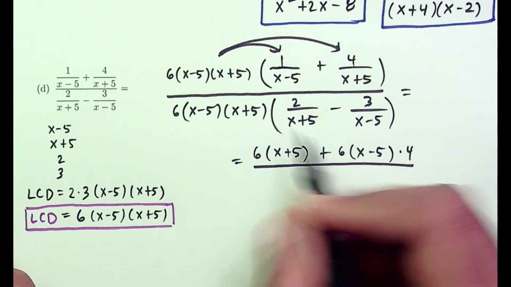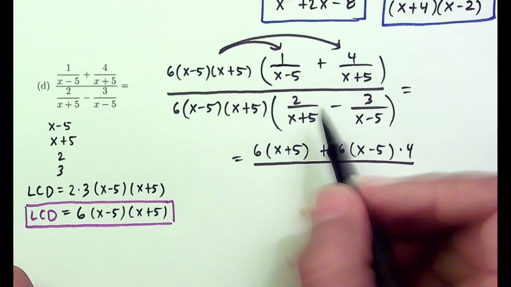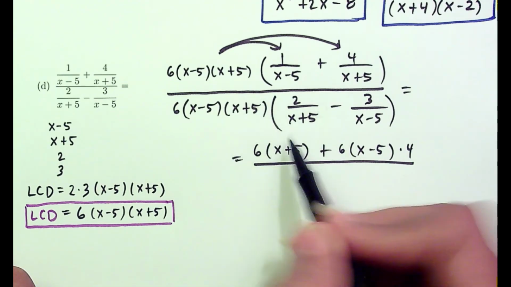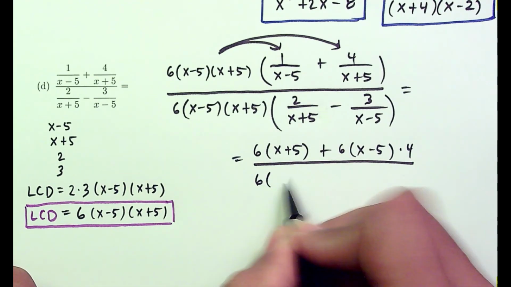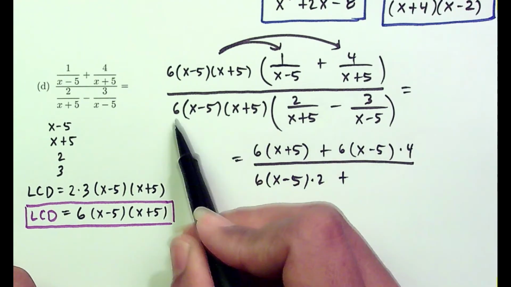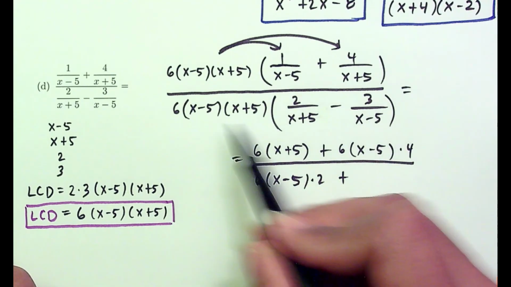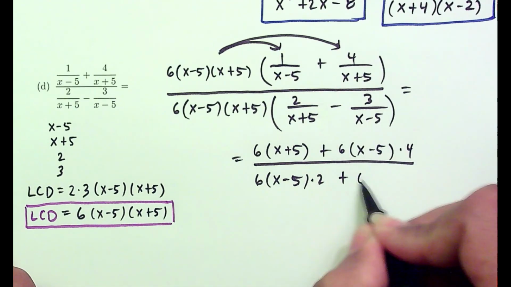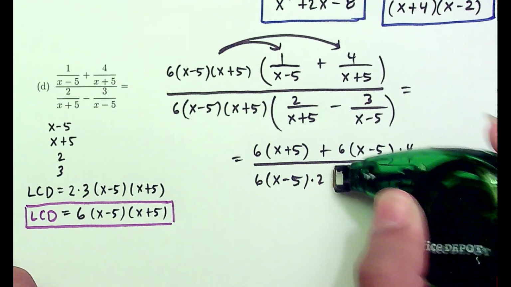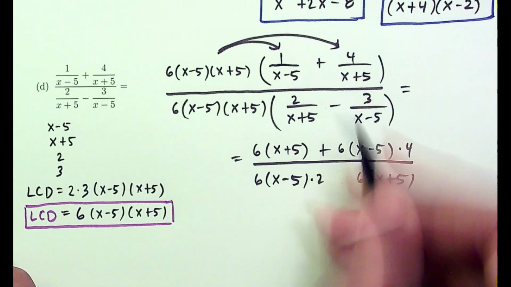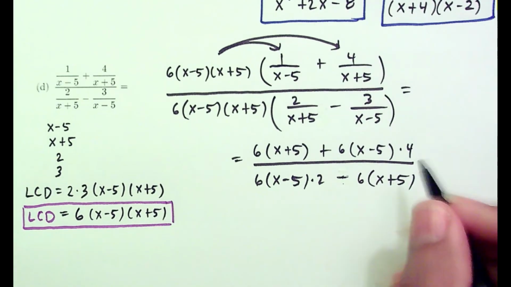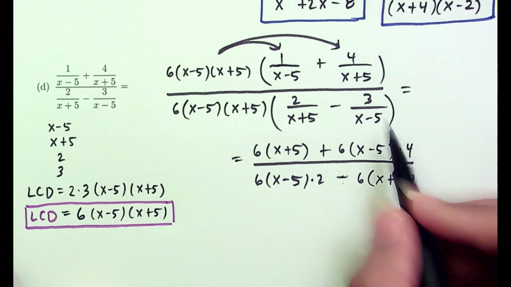And now let's distribute over the bottom. So when you distribute this by that, you're going to cancel the x plus 5s, and you're going to be left with 6(x - 5) times 2. And then when you distribute that times that, you're going to cancel the x minus 5s, and you're going to be left with 6(x + 5), and that should be a minus because the sign in the middle is a minus. So minus 6(x + 5), and you still have the 3.